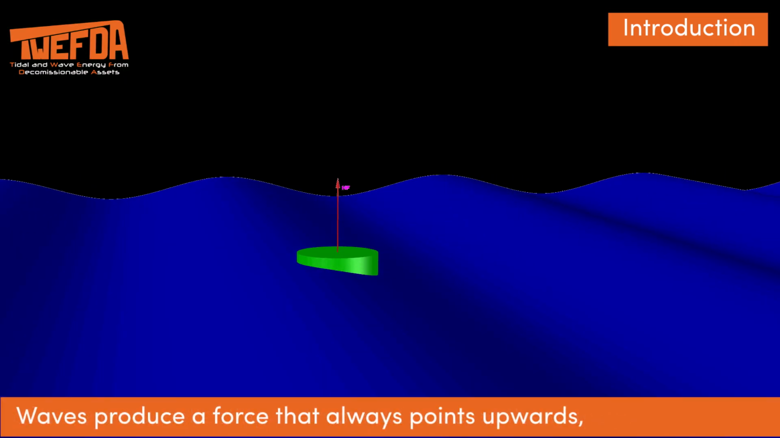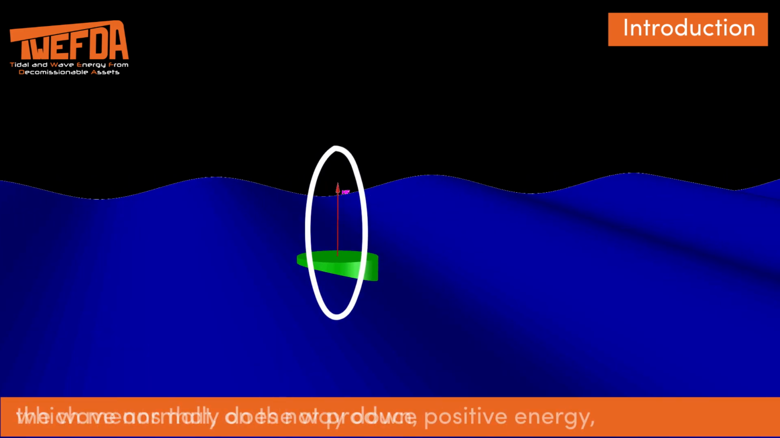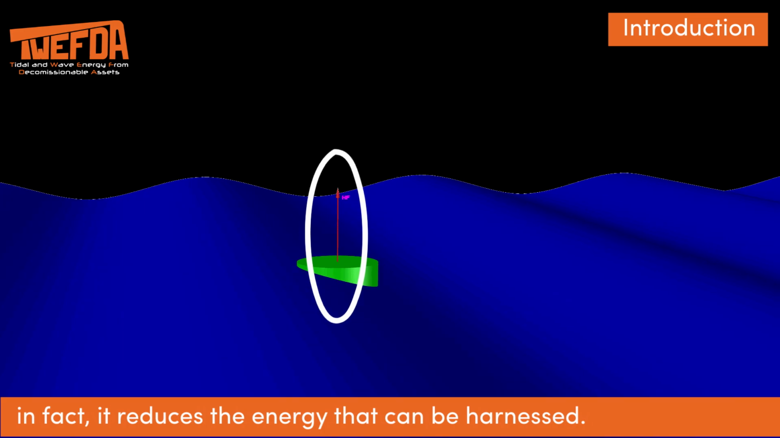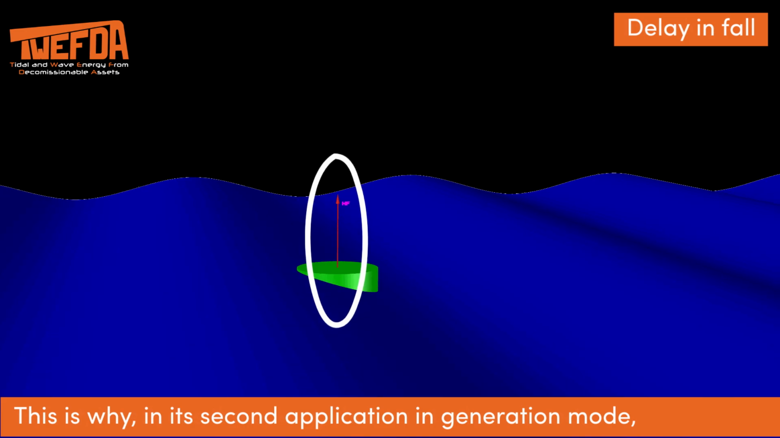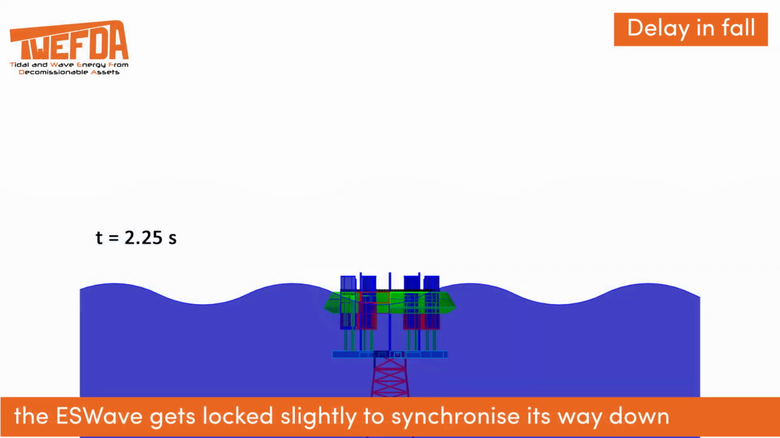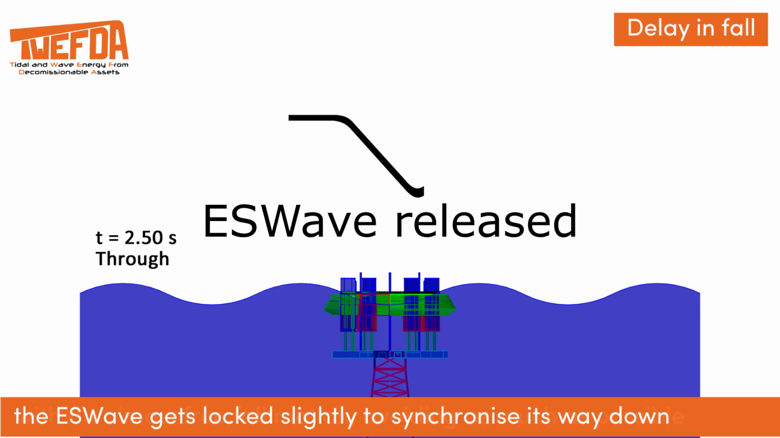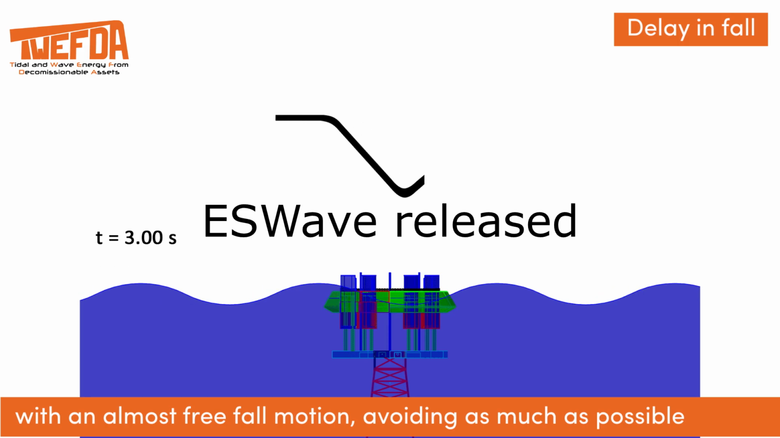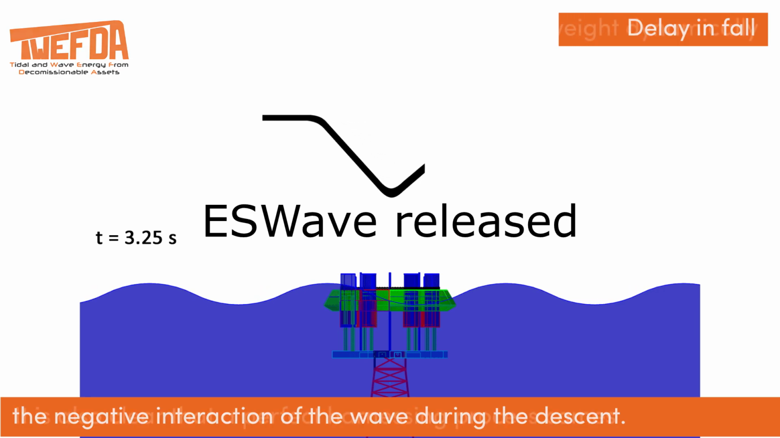Waves produce a force that always points upwards, which means that on the way down, the wave normally does not produce positive energy. In fact, it reduces the energy that can be harnessed. This is why, in its second application in generation mode, the ESWave gets locked slightly to synchronize its way down with an almost free-fall motion, avoiding as much as possible the negative interaction of the wave during the descent.